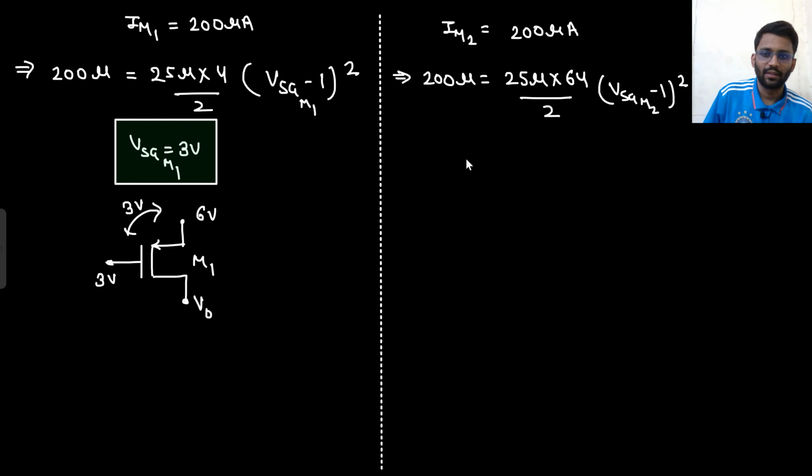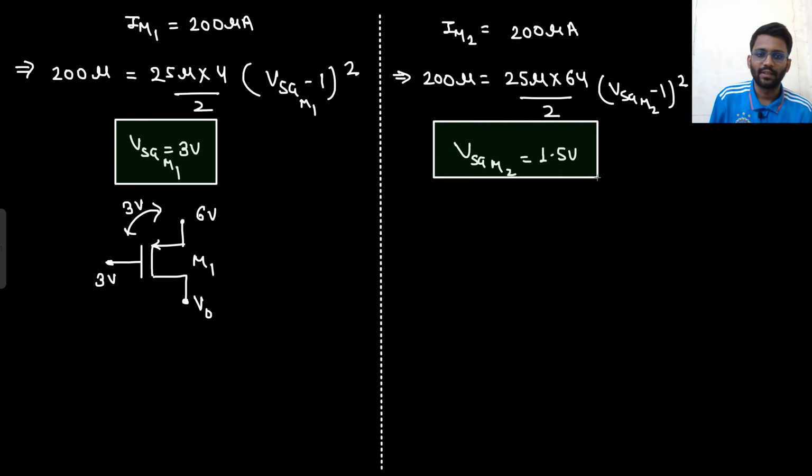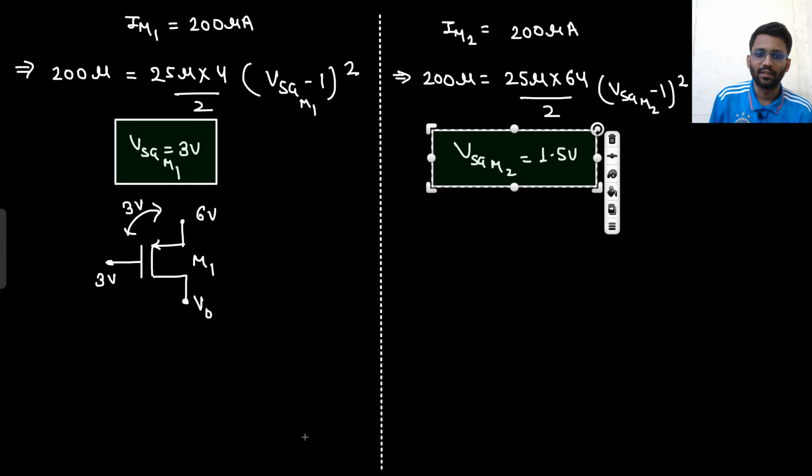I can solve it. As far as I see it, VSG of M2 would be 1.5. You can solve it. It will be 1.5 volt. So let's just make M2. What is our M2?